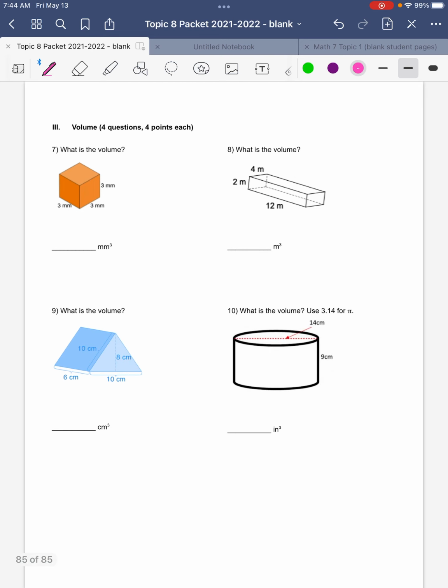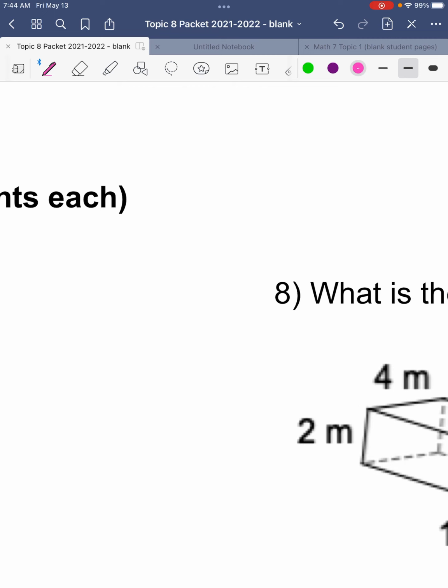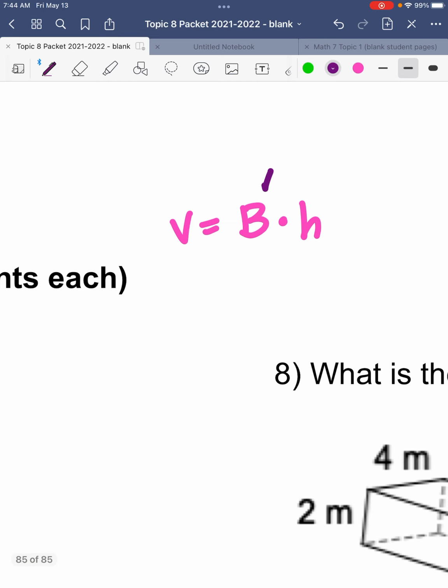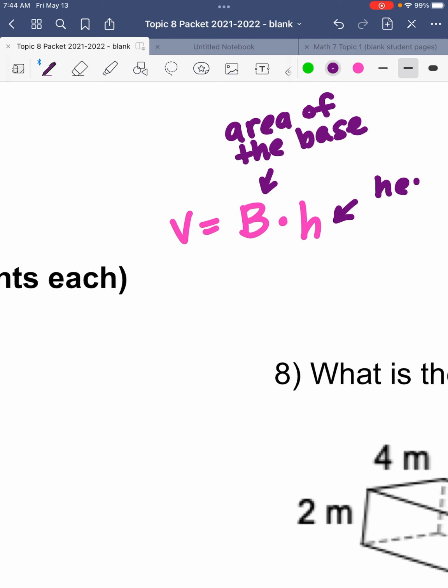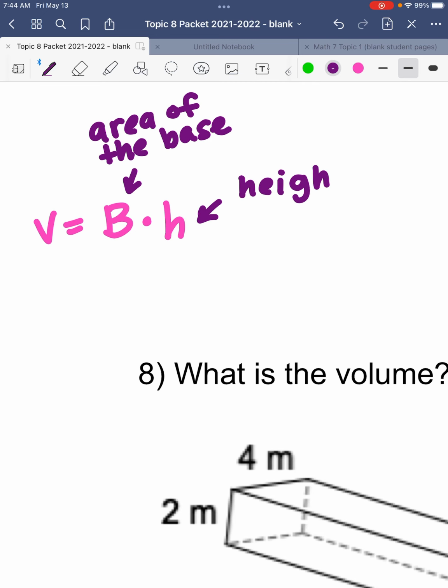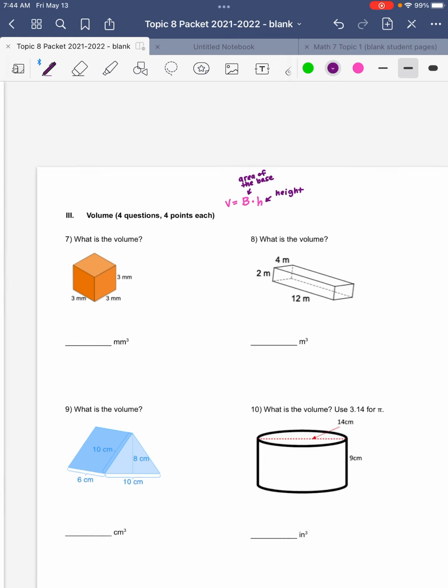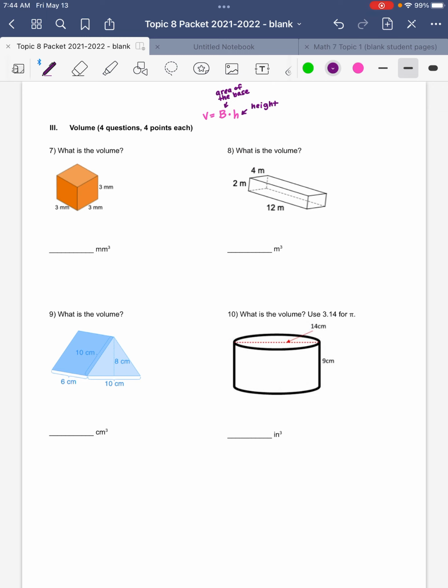So volume's a little bit easier because there's one general formula. The formula for volume is the area of the base times the height. So you do want to know that big B represents area of the base, and that H represents the height. But a lot of times I don't like to think of it as the height. I like to think of it as how far apart those 2 bases are. What is the distance between those 2 bases? Okay? So now that we've gone over that, let's get started.